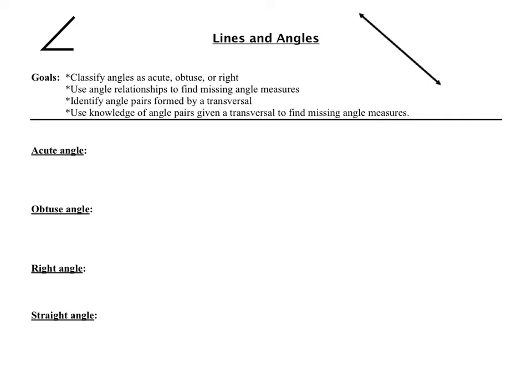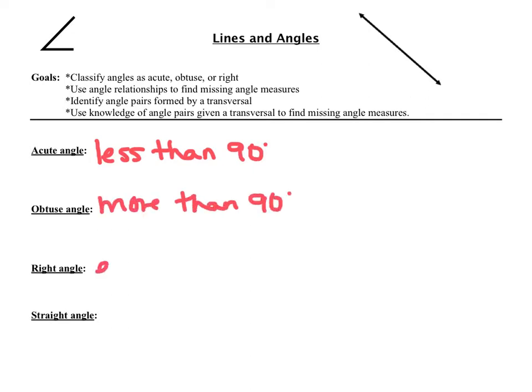So first we'll just review really quickly what certain types of angles are. An acute angle is less than 90 degrees. An obtuse angle is more than 90 degrees. A right angle is equal to 90 degrees. And a straight angle, which is really just a straight line, is equal to 180 degrees.